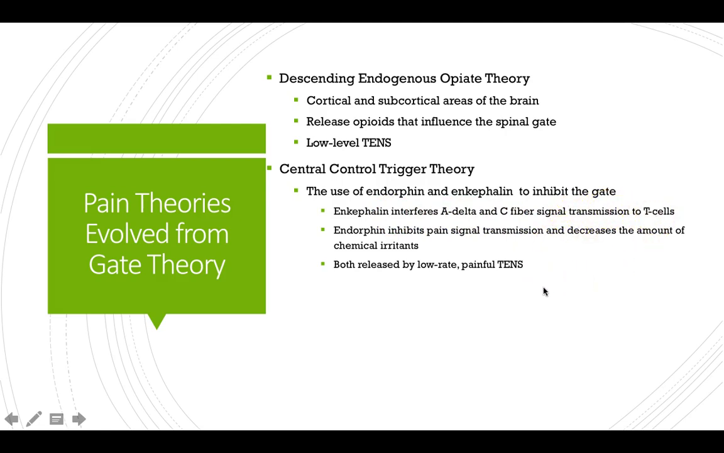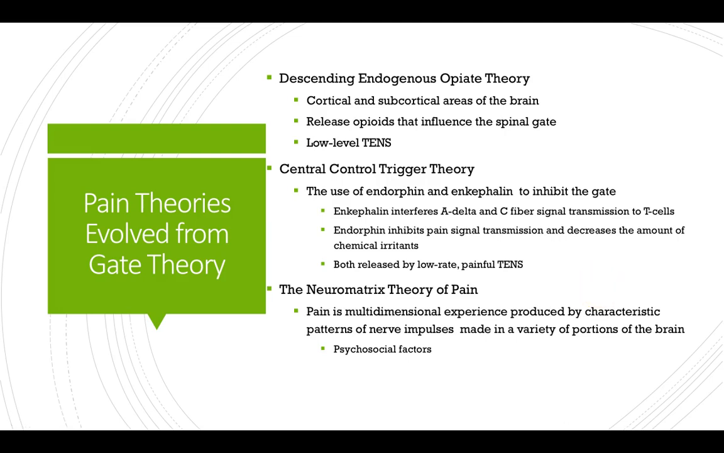The endorphins inhibit pain signal transmission, decreases the amount of chemical irritants in the bloodstream, because remember, the endorphin is actually going to come from our hypothalamus and our pituitary gland, and so that's going to go through the blood system, different than the enkephalin, which is only going to be inside the central nervous system. And both of those can be released by kind of low rate, what we call painful TENS, so a whole different level of TENS that we're going to talk about, level of pain control.